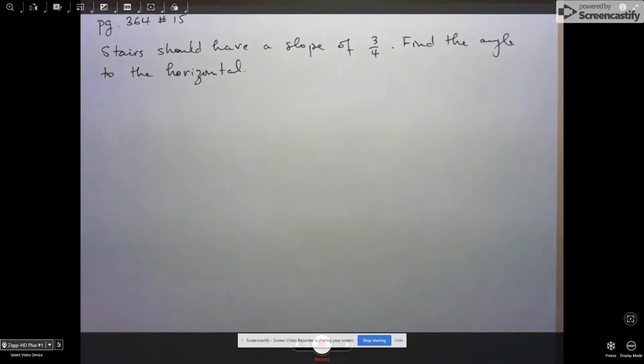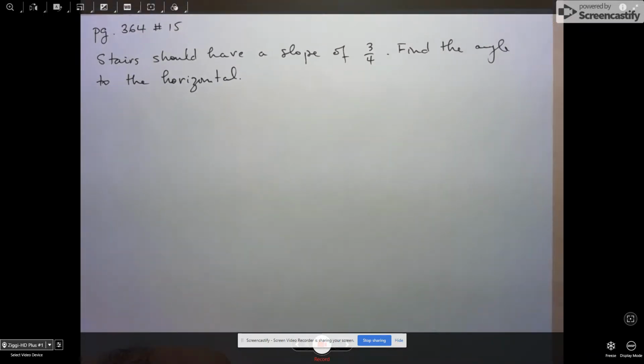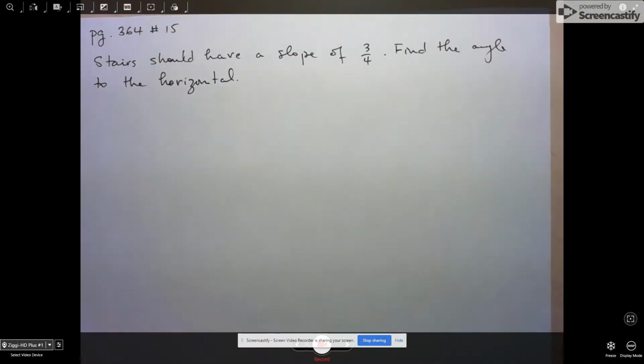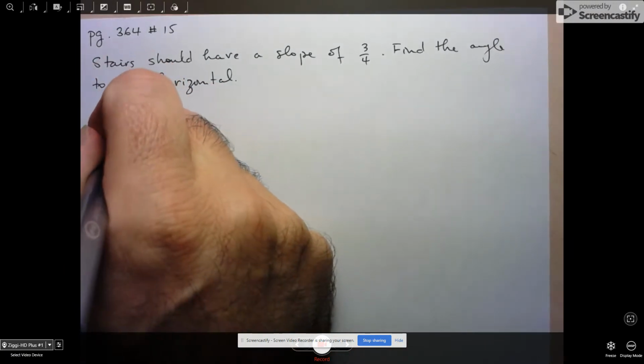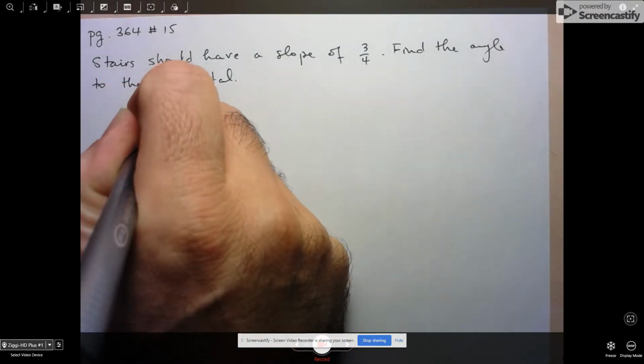Hi folks, we're going to take a look at number 15 from page 364. So they tell us in the question that comfortable stairs should have a slope of 3/4, and what angle do the stairs make with the horizontal to the nearest degree? Okay, so let's say we've got a set of stairs. I'll draw one of them here.